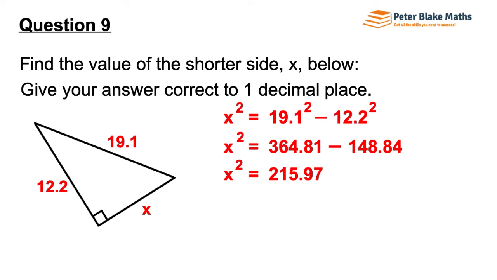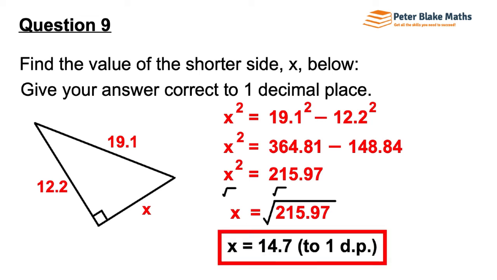And then we have x squared, but we want x in the end. So how do you undo a squared? You square root both sides. There's a symbol on our calculator, a button that helps us there. So we'll square root 215.97 and get our final answer of x equals 14.7.